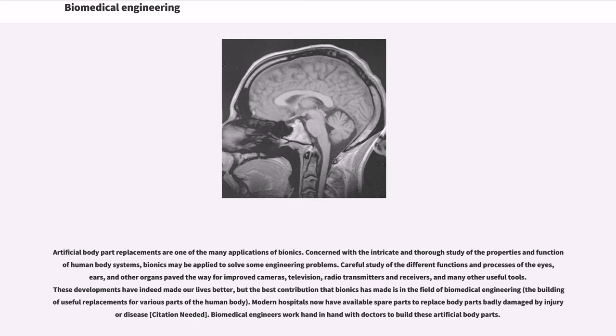Artificial body part replacements are one of the many applications of bionics. Concerned with the intricate and thorough study of the properties and function of human body systems, bionics may be applied to solve some engineering problems. Careful study of the different functions and processes of the eyes, ears, and other organs paved the way for improved cameras, television, radio transmitters and receivers, and many other useful tools.